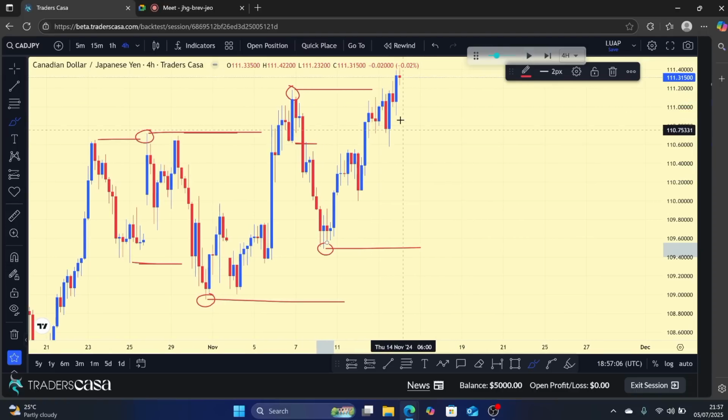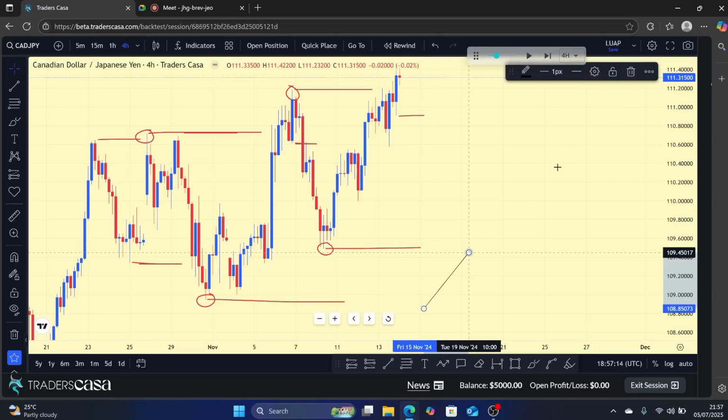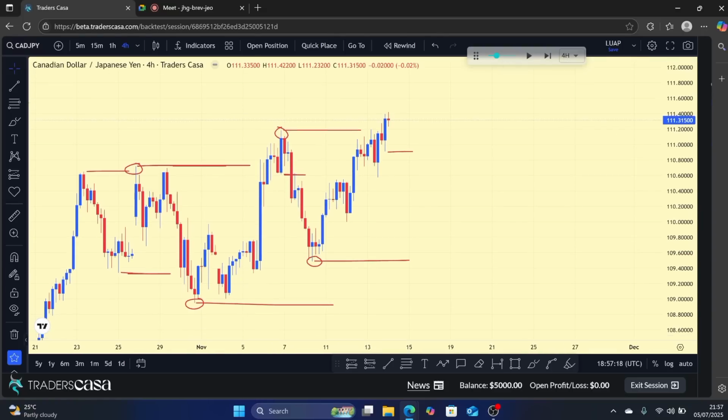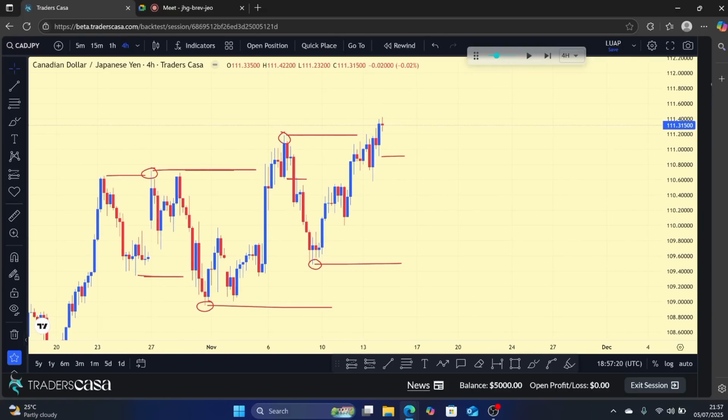So exactly right here, this is the recently formed valid pullback. You can clearly see that. I believe by now each and every one of you can identify a valid pullback with your naked eyes, without marking the lines, so that you may know whether price broke past this low or not, like the previous candle low. Just practice in such a way that you can identify it with ease.